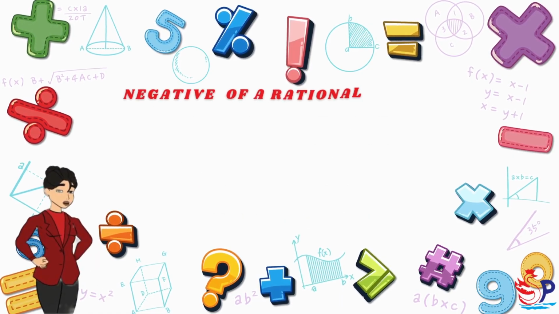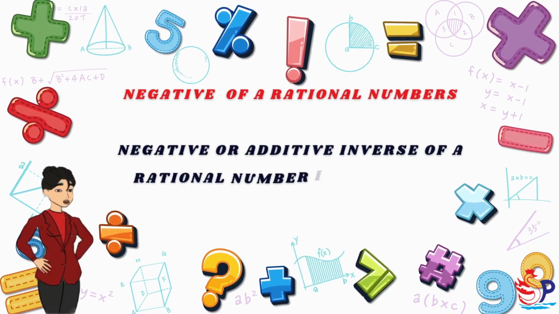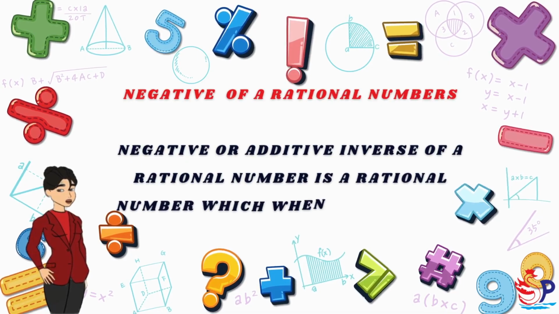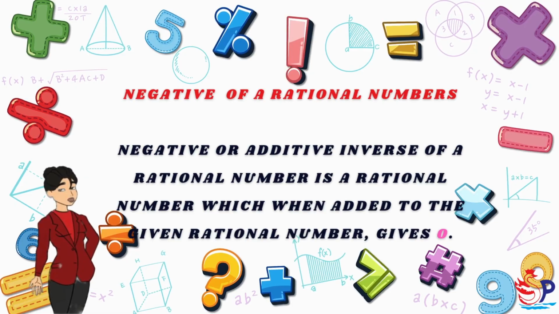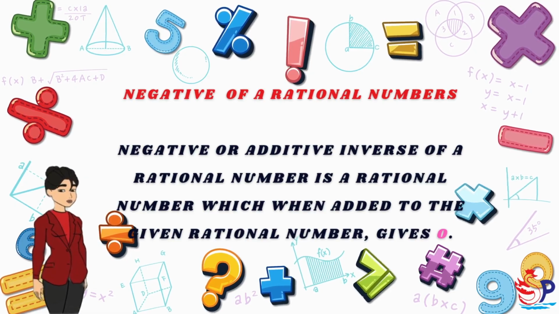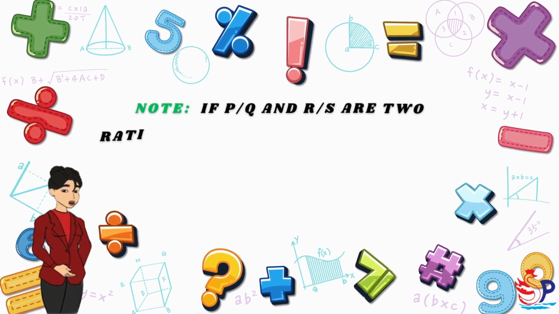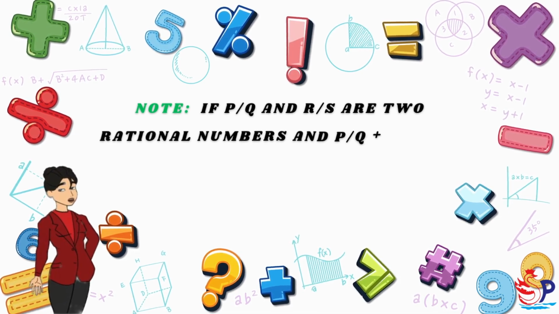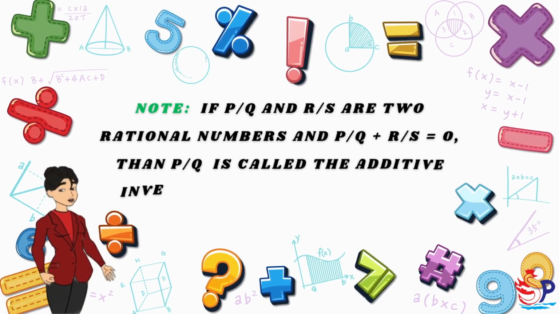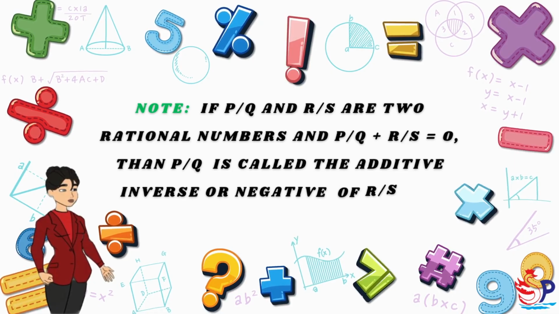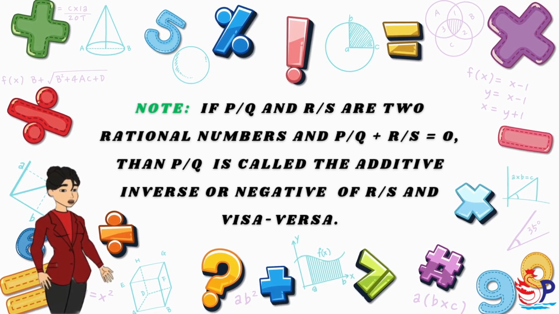Negative of a rational number. Negative or additive inverse of a rational number is a rational number which when added to the given rational number gives 0. Note, if p by q and r by s are two rational numbers and p by q plus r by s is equal to 0, then p by q is called the additive inverse or negative of r by s and vice versa.